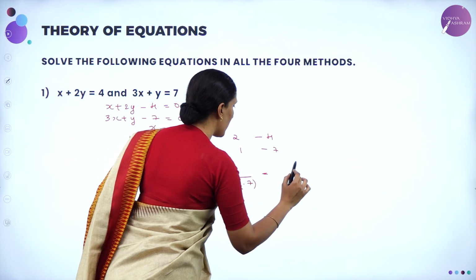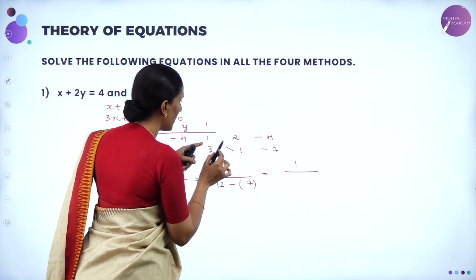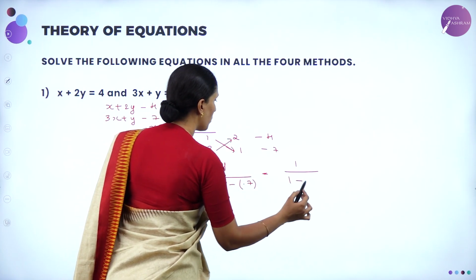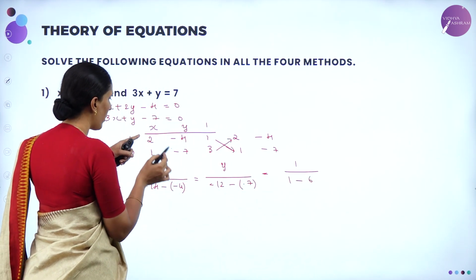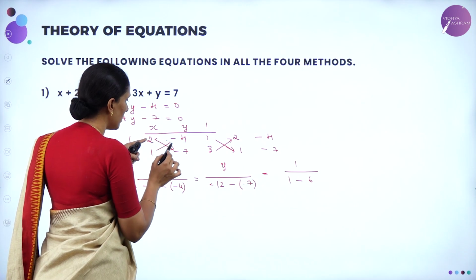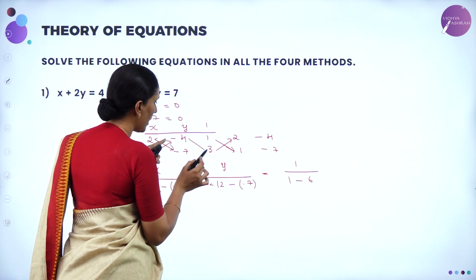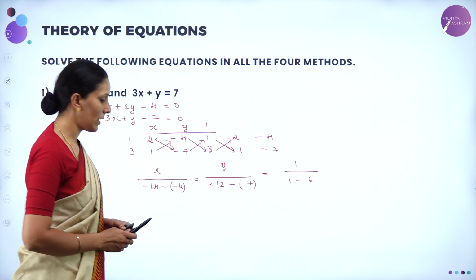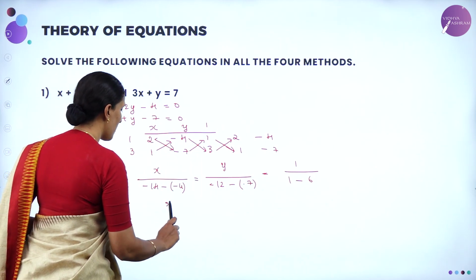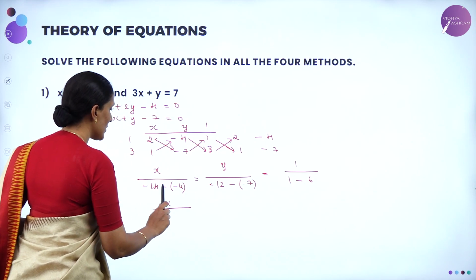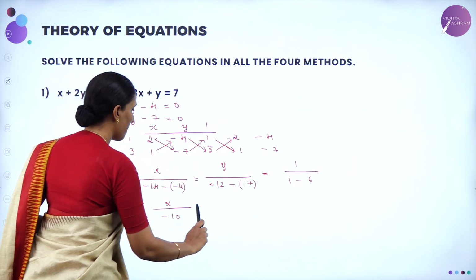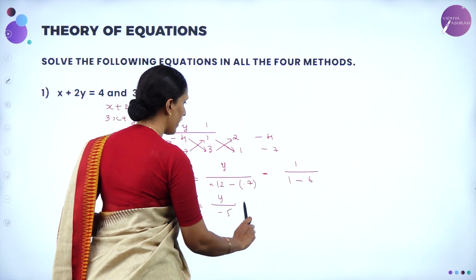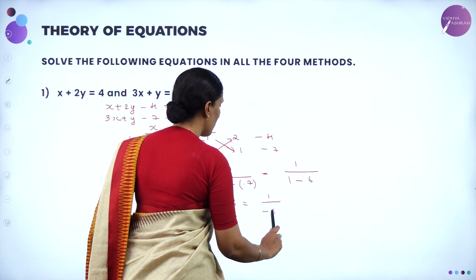And the last we take 1 divided by the cross multiplication of these two. 1 into 1, 1, minus 3 into 2, 6. So this is how for x, these two are the values, and for y, these two are the values. So this is how we'll take the cross multiplication. Now we'll solve this. X, so minus 14 plus 4 is minus 10. Y divided by minus 12 plus 7 is minus 5. 1 divided by minus 5.